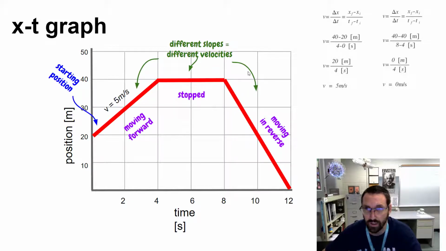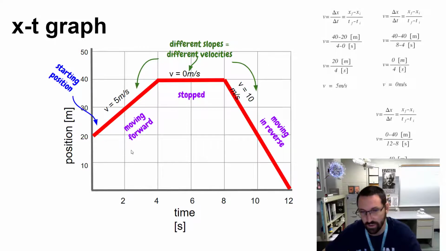In the next section, it did not move anywhere. It was at the exact same position, so it traveled 0 meters over 4 seconds. So its velocity is 0. And the last section, it went back down to 0. It started at 40, so 0 minus 40 is negative 40 over the 4 seconds that it took to do this, and this one traveled at negative 10 meters per second. So those are the different velocities, and this is the motion that's going on with this position time graph.